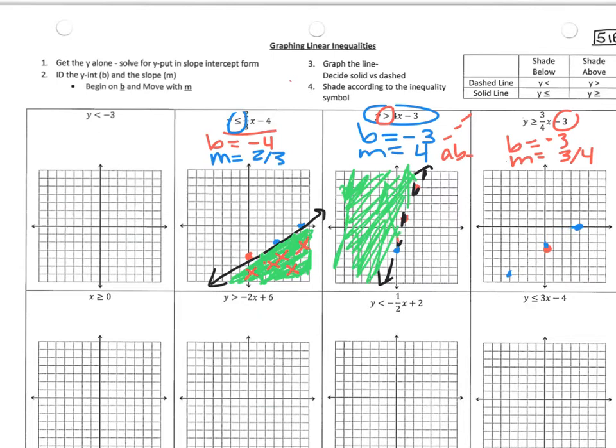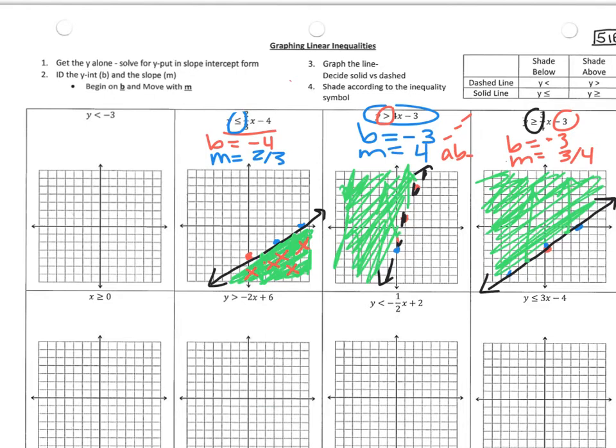Erase those. Now let's look at our inequality and make some life decisions here. So we have a greater than or equal to. I see the equal to, so I'm going to do a solid line. It's greater than, so I'm going to put my pencil on the line and think above. Think up. All right. There we go.